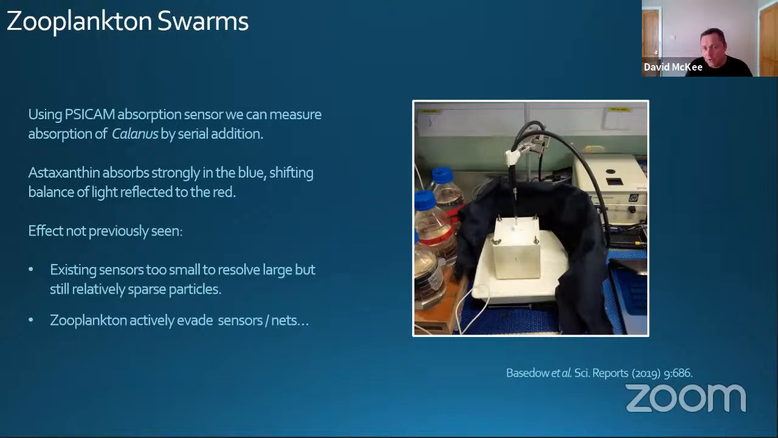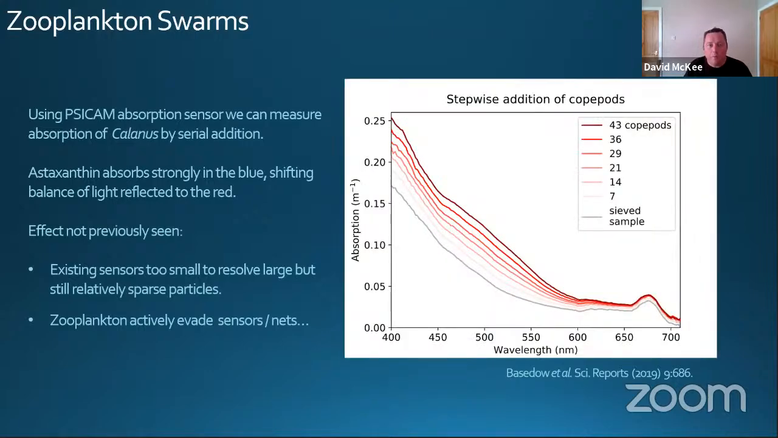The sensor is shown here. My PhD student at the time, Ina Leifring, took individual animals, started adding them one after another in a serial addition experiment into the cavity, and was measuring the absorption as we increased that concentration. And as you can see, the absorption increased into the blue.